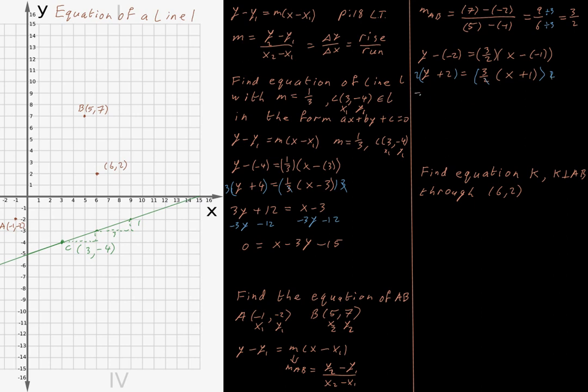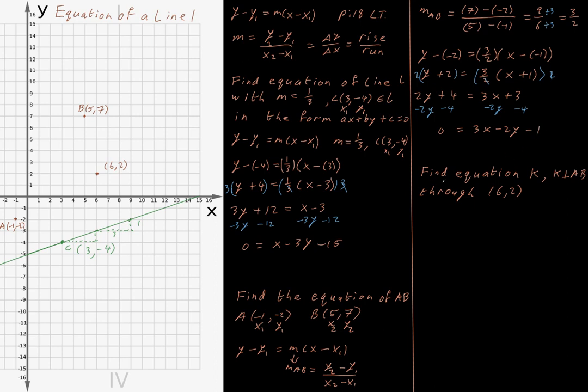And now I have 2y plus 4 is equal to, now I have 3 multiplied by this bracket, so 3x plus 3. And in this case, again, we may as well rearrange it in the form ax plus by plus c is equal to 0, just for the practice. So we have minus 2y, minus 2y, minus 4, minus 4. And I end up with 0 is equal to 3x minus 2y minus 1.